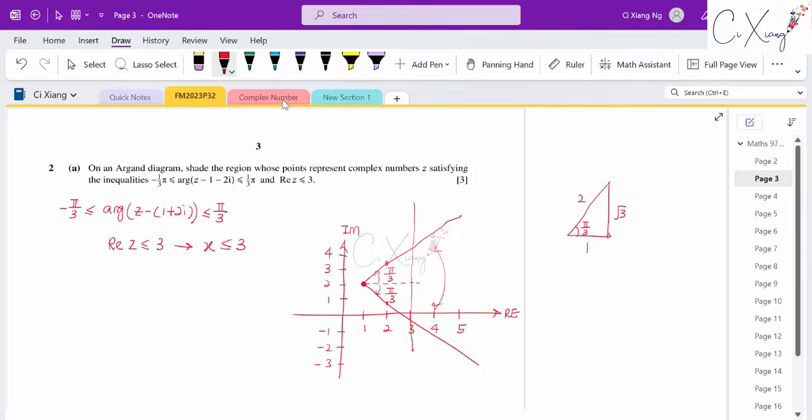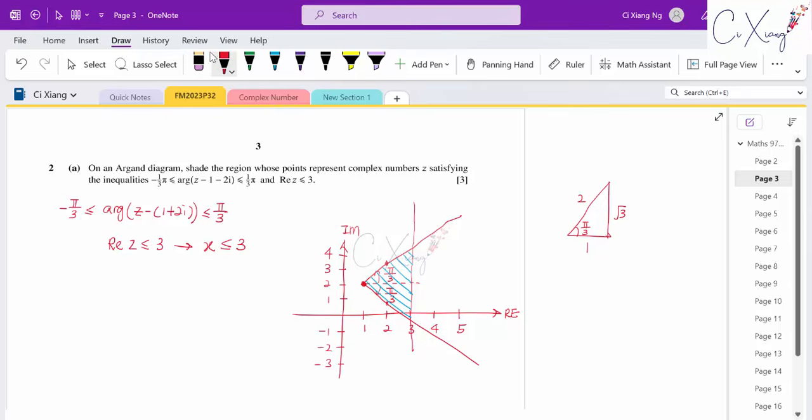And when we have x smaller than or equal to 3, that means I'm considering the left hand side of the vertical line. If I shade the whole area here and also the area on the left hand side of the vertical line, the overlapping part is this part. So this is the shaded region that fulfills the two inequalities that we draw in the Argand diagram. And this is the answer for part A.